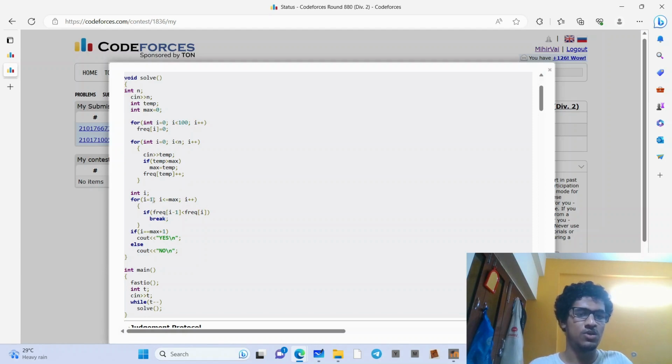And since I'm running the loop till i equals max, if i equals max plus 1, it means we have successfully run the whole loop, and all of the claims are in order. So we'll say yes, and otherwise the answer is no. So I guess, yeah, that's it.